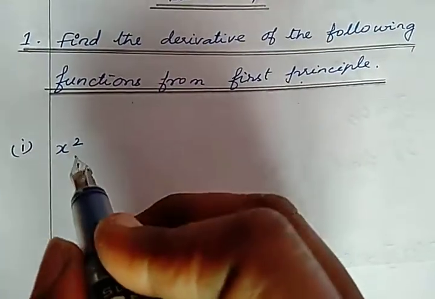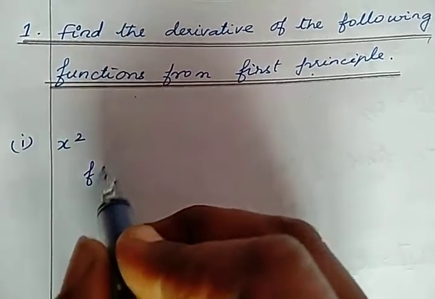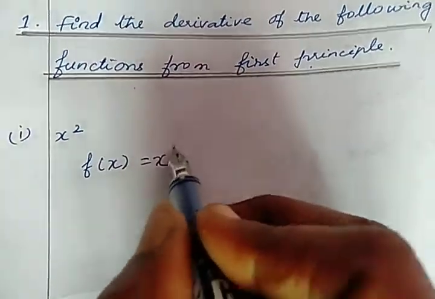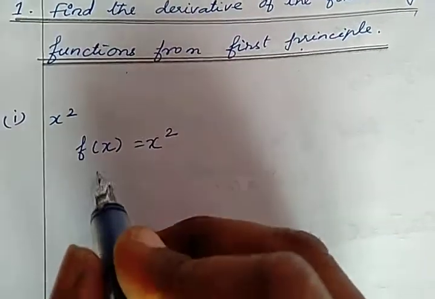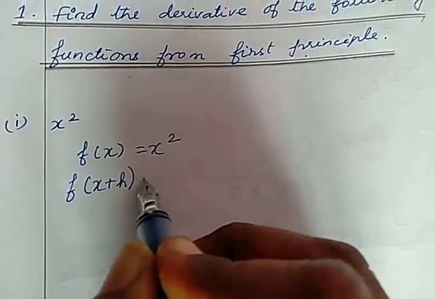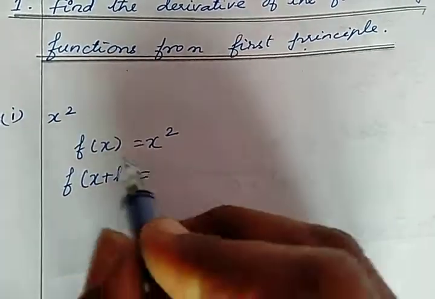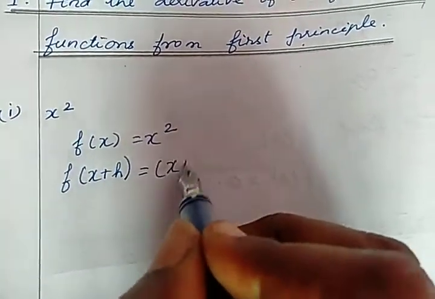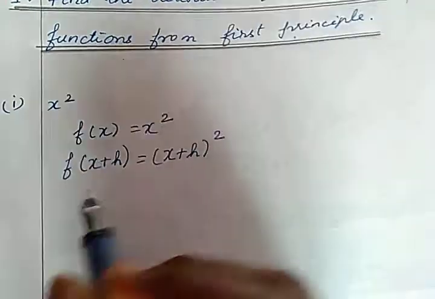Find the derivative of the following functions from the first principle. First, write the given term as f of x. f of x is equal to x squared. By using the first principle, we have to find f of x plus h. That is, instead of x, we will be substituting x plus h. So, it is x plus h the whole square.